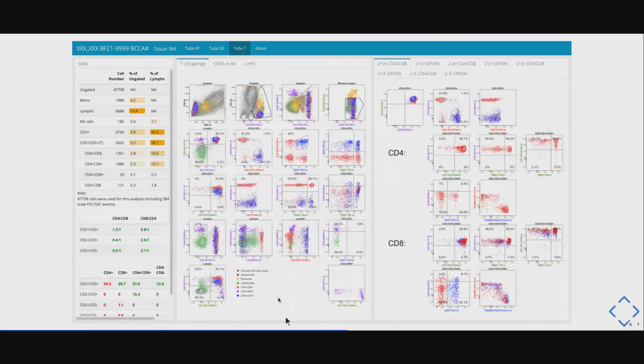Similarly, on the T cell page, the middle column shows the gating strategy for T and NK cells. On the left, again, is the stats panel, and the right displays the detailed phenotypes for the CD4 and CD8 populations, including TRBC1, CD5, CD7, and RA and RO patterns.